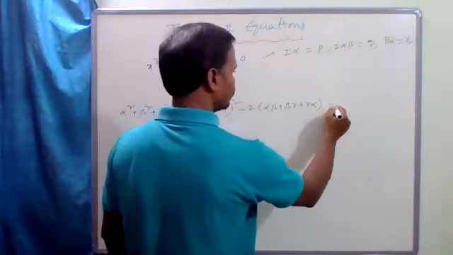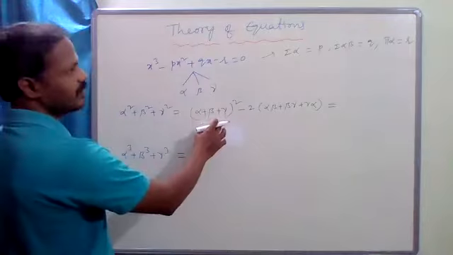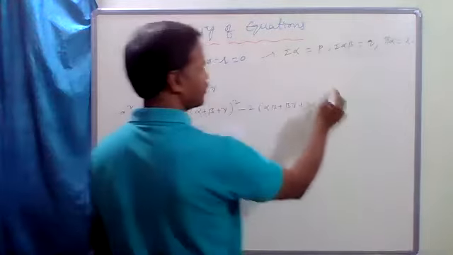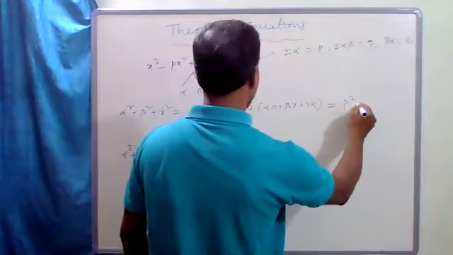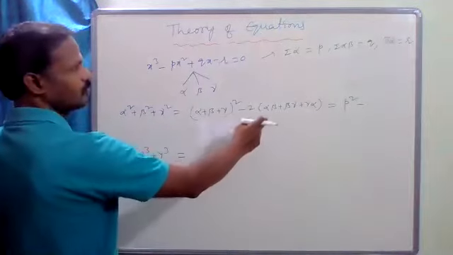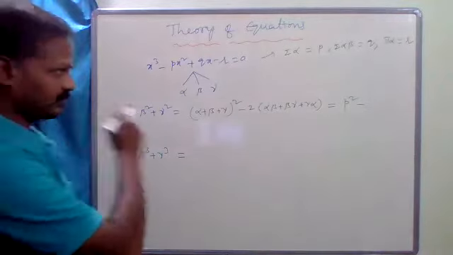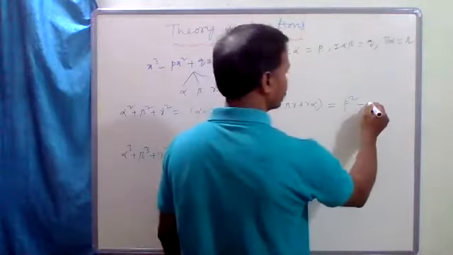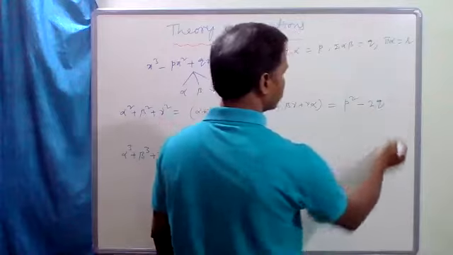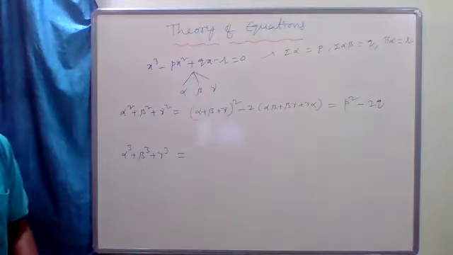Now this is equal to alpha plus beta plus gamma, which is sigma alpha, which is p, square, minus 2 into sigma alpha beta, which is q. So p square minus 2q.